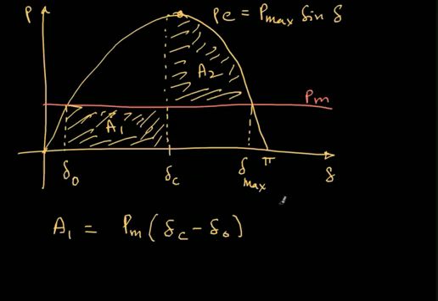This is area A1. What is area A2? Area A2 basically is that if I give some markings, let's call this A, B, C, D, and let's call this E and F.